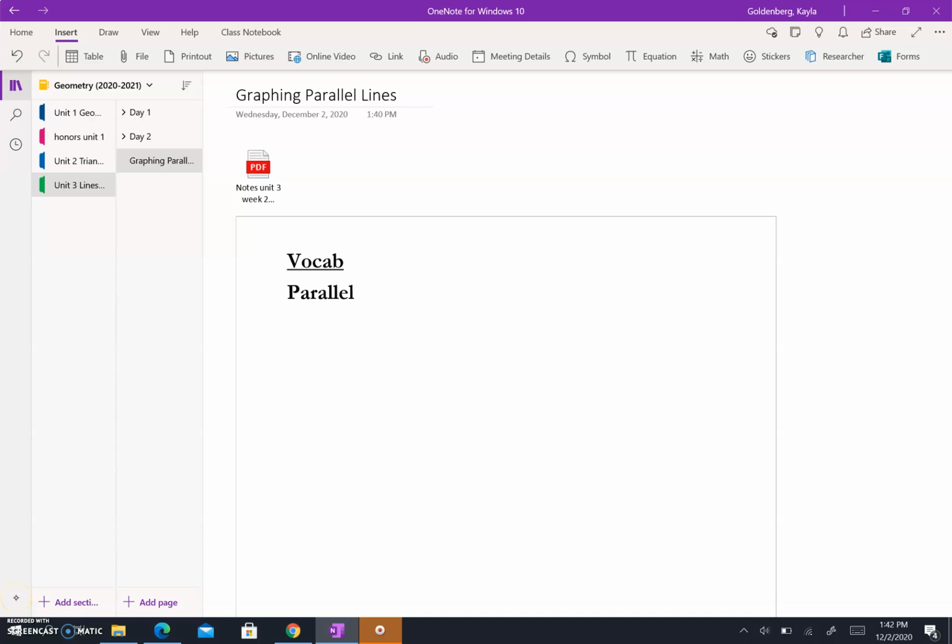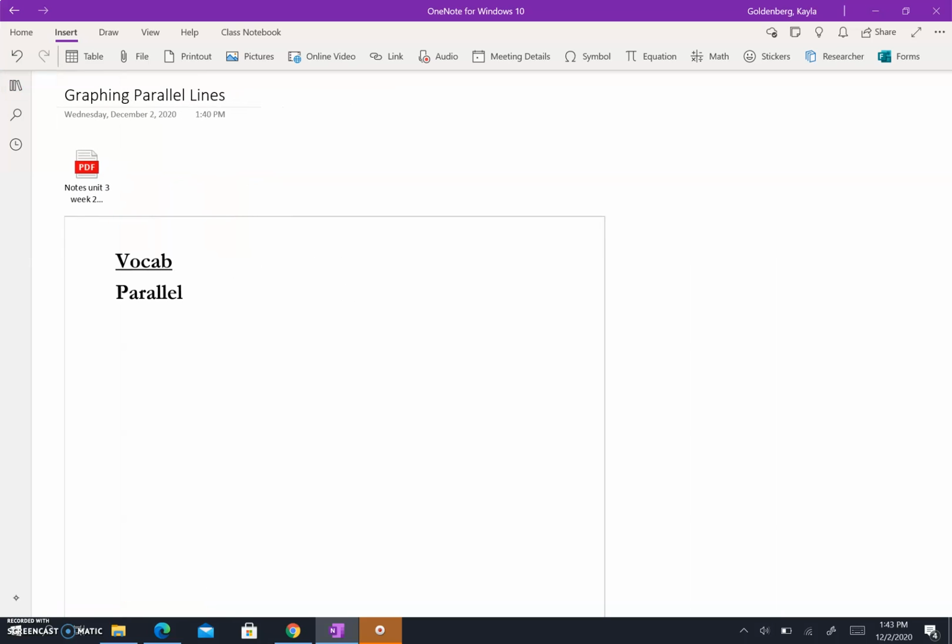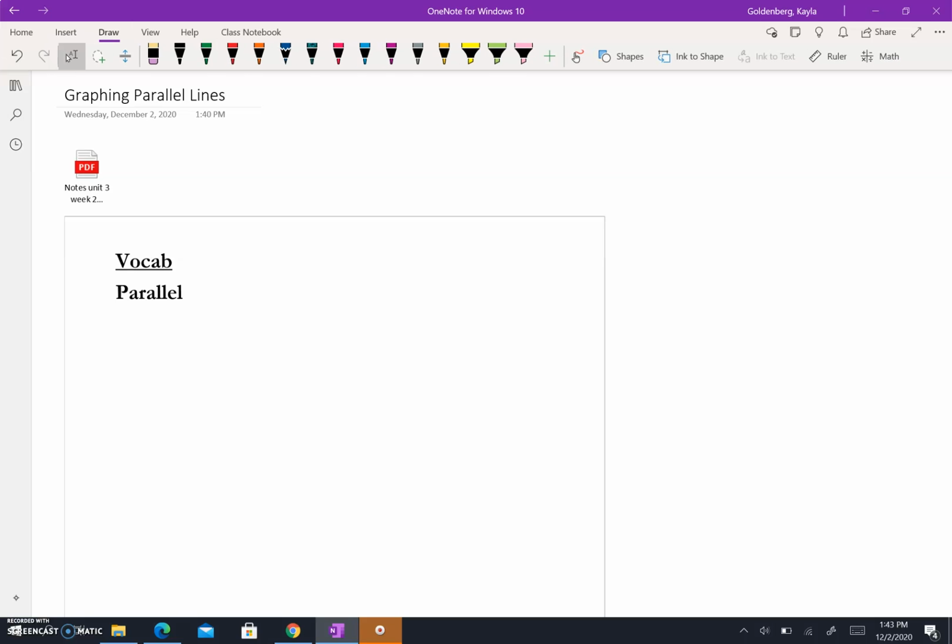Okay, geometry students, welcome to our second week of our third unit. Our unit is lines and angles. We're specifically looking at parallel lines right now. So last week we looked at angles, special angle pairs, right? Which angles are congruent or equal when you have those parallel lines being cut by a transversal. So that's what we mainly looked at last week.